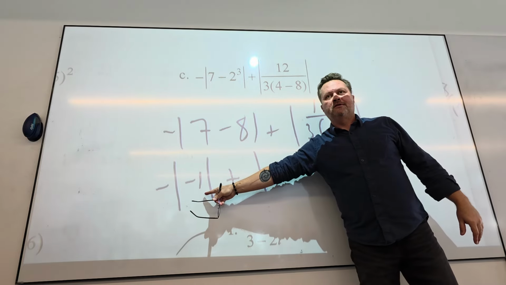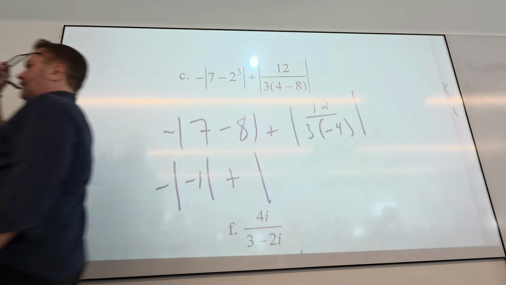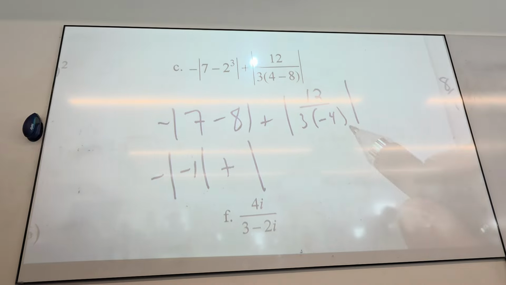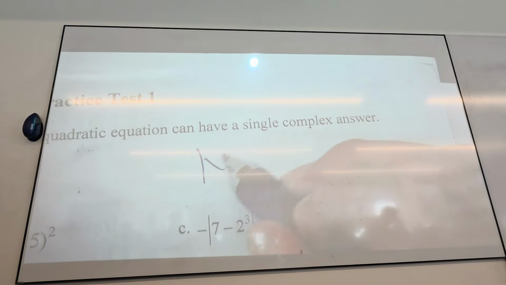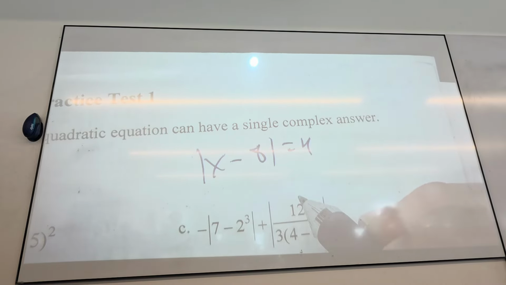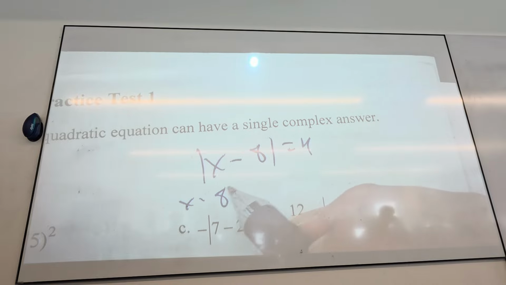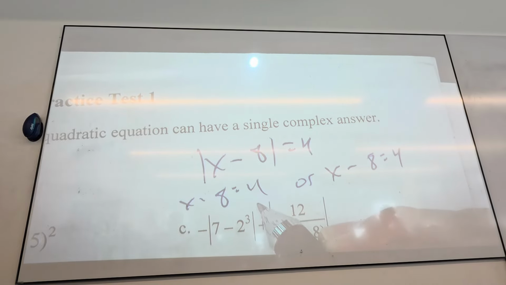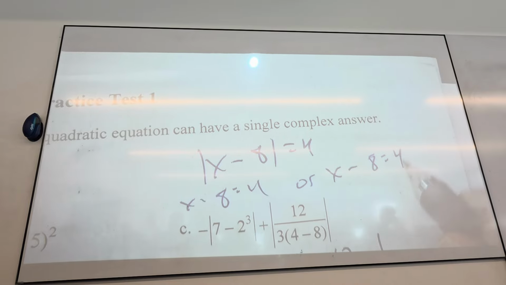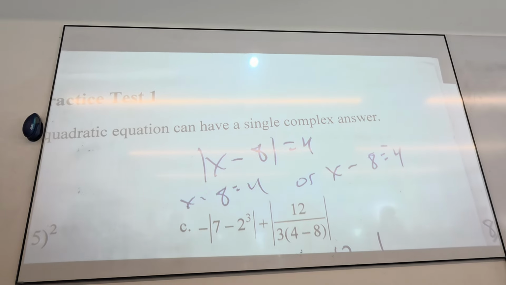-1. Okay. But if that was the same problem, but it said equals 4, then you'd write that the same way you do this, but then you'd also write or. And there'd be 2 answers. Then the inside could be 4, or the inside could be -4, because the absolute value of 4 is 4, and the absolute value of -4 is 4.